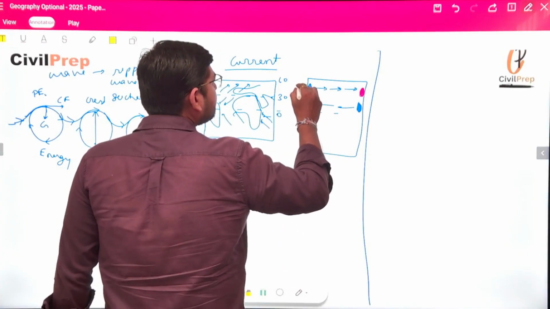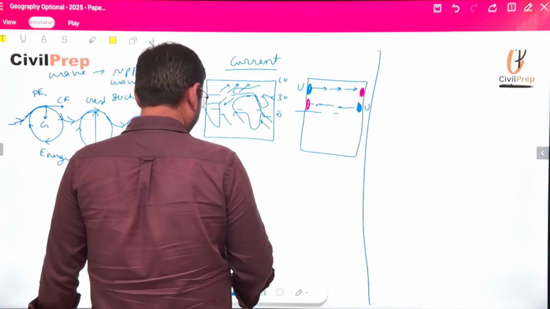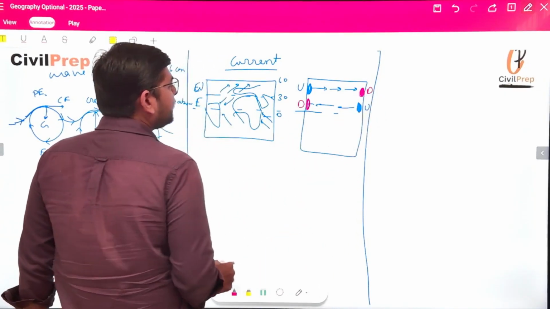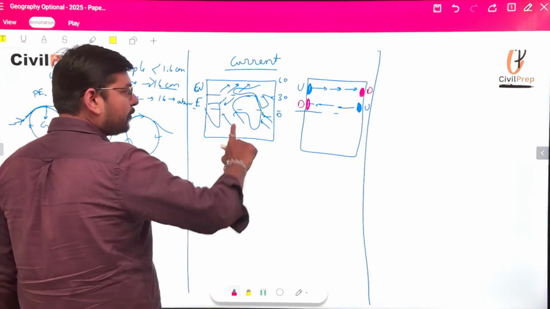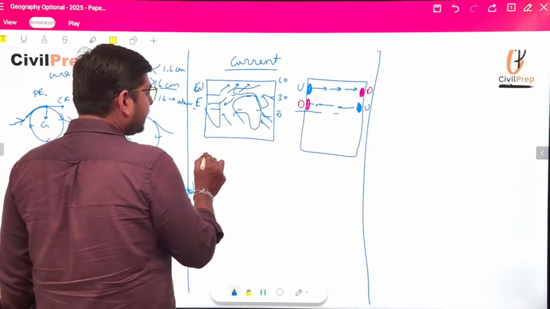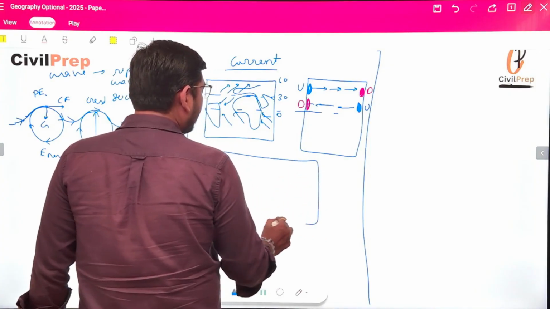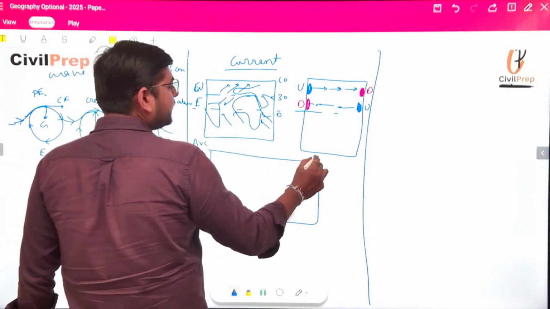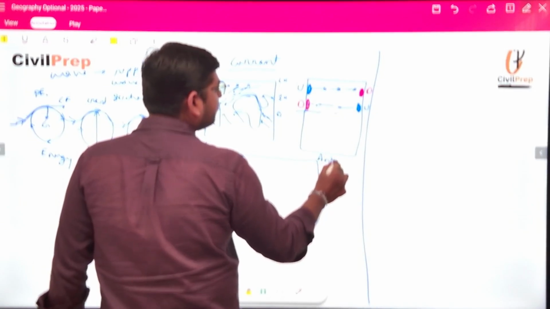Okay, so this is the upwelling zone, and this is the downwelling zone. In this way, we see that there is formation of surface ocean currents. But when we look at the deep ocean current, here we have the ocean basin. This is the Arctic region, and this is the Antarctic region.